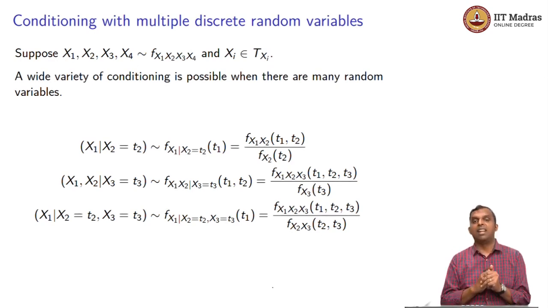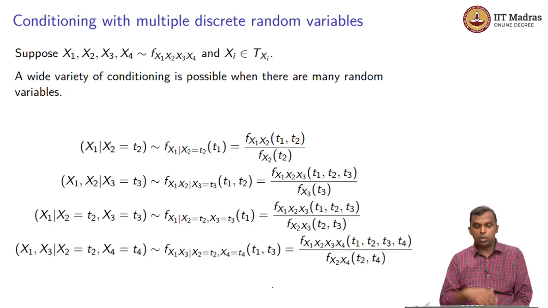That is simply once again the joint by marginal. Nothing more to worry about, right? What is the joint? Just combine everything together: f of x1, x2, x3 at t1 comma t2 comma t3. And what is the marginal? What comes in the denominator? Whatever you're conditioning on, right? So f of x2, x3 at t2 comma t3. So it's very easy to write down these conditional expressions.